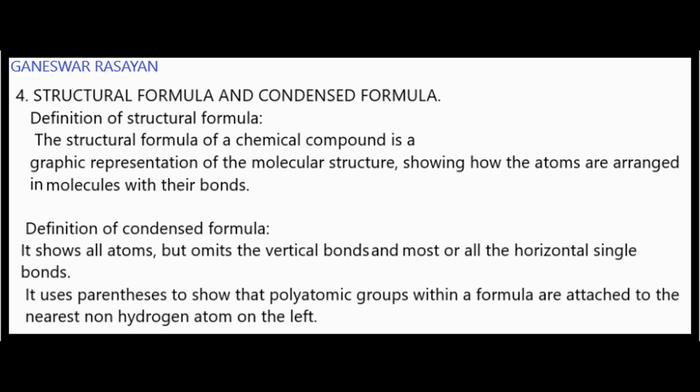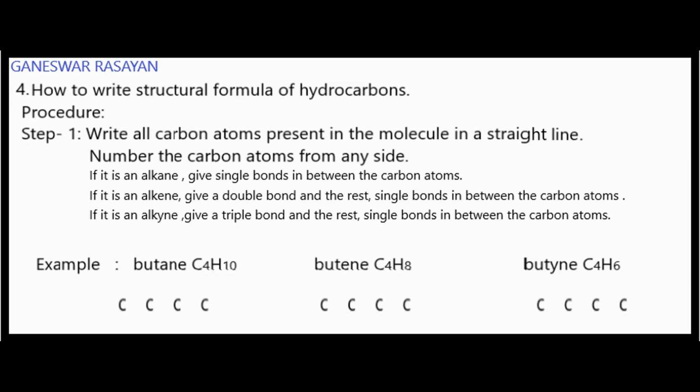Let us discuss structural formula and condensed formula. The structural formula is defined as a graphic representation of the molecular structure, showing how the atoms are arranged in a molecule with their bonds. The condensed formula shows all atoms, but omits the vertical bonds and most or all of the horizontal single bonds. It uses parentheses to show that polyatomic groups within a formula are attached to the nearest non-hydrogen atom on the left. Let us know how to write the structural formula of hydrocarbons with the procedure.